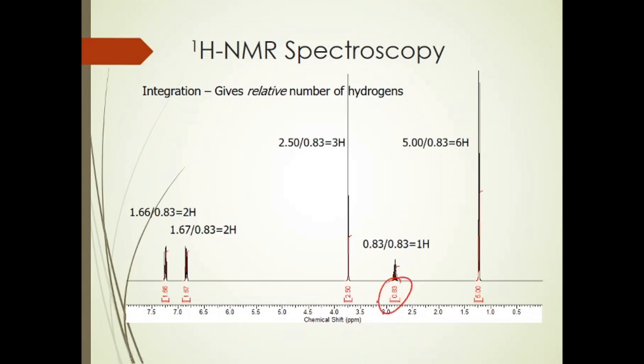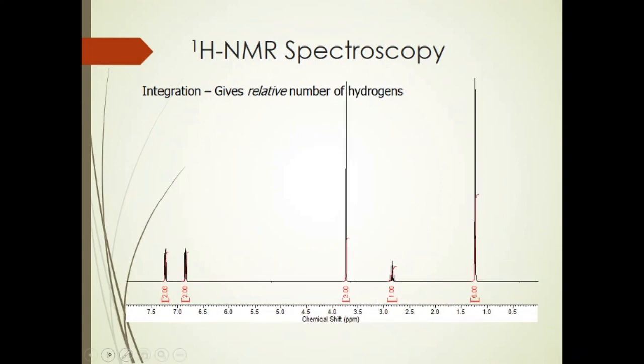So our smallest here is 0.83, so we would divide all of the peaks by that, and we would get 0.66 divided by 0.83, we get 2 hydrogens. And this is 2 hydrogens. This then turns out to be 3. Of course, with computers, we can have the computer do that automatically by setting the value for one of the peaks, and it will automatically adjust all of them.